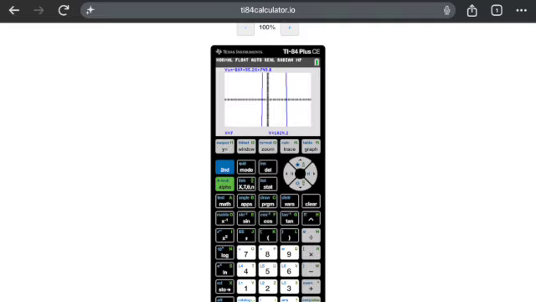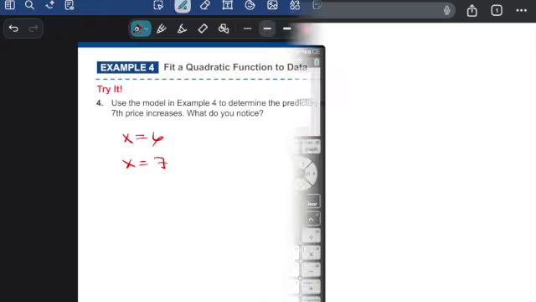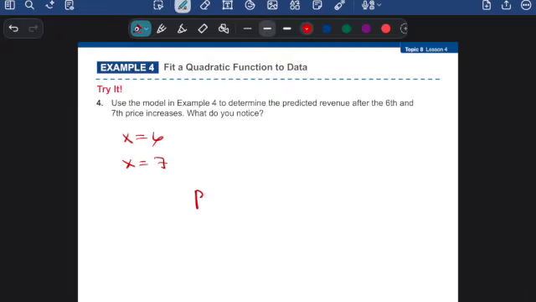The revenue would be $1,024.20. So now the revenue is starting to decrease. It's starting to come back down in that parabola. We've reached our maximum price. So again, the revenue is starting to decrease. So we have reached a maximum revenue.